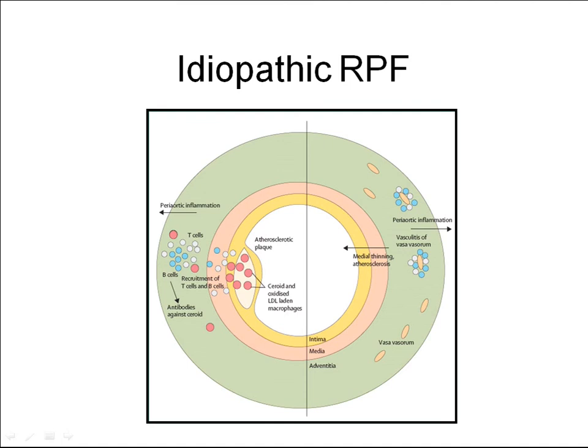This is just a diagram showing the theory on autoimmune RPF, showing an atherosclerotic plaque in the abdominal aorta with lipid-laden macrophages and leakage of these macrophages and ceroid polymers into the adventitia, leading to an inflammatory response characterized by B and T cells and production of antibodies against ceroid.